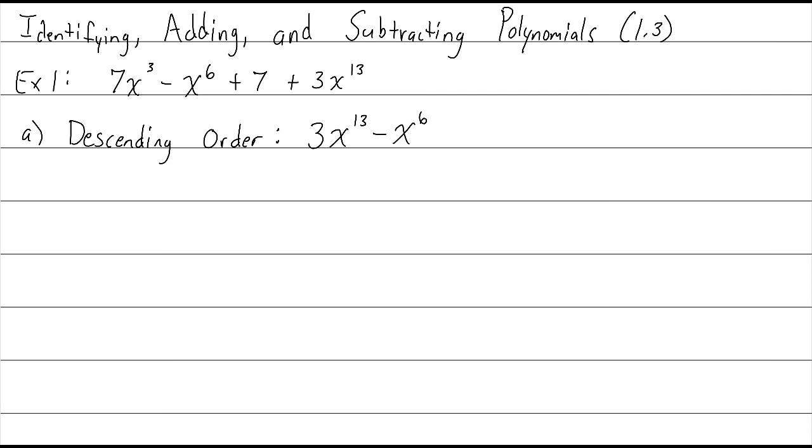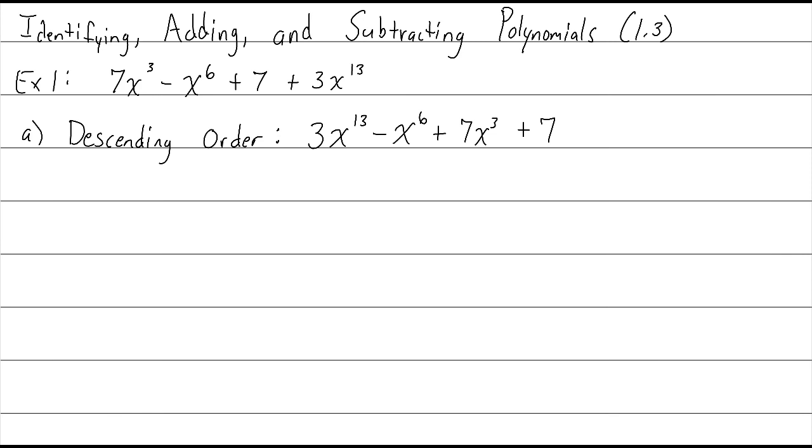Then I look for the next biggest exponent, which would be 3. So a positive 7x to the 3rd. And then finally, I have this plus 7. Don't let that term fool you. That is still a term. I don't see the variable there, but it technically has an exponent of 0. You have 0 x's present, so you can think about that as x to the 0 power, although you won't see it written. So there we go. We have it in descending order of exponents.